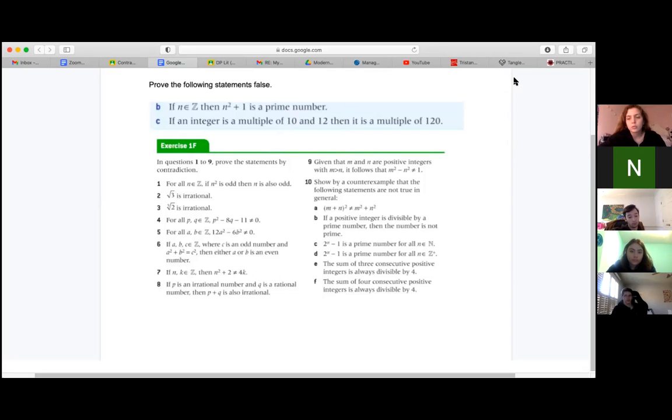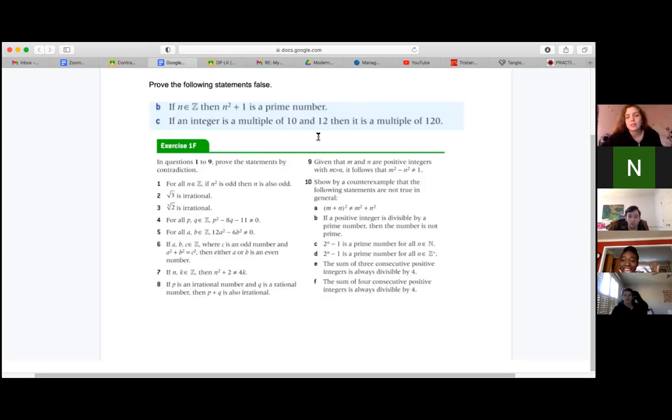Okay, cool. So for the second one, finding an integer that's a multiple of 10 and 12, and that it is or it isn't. We're trying to prove that it's false. So a way to do this is writing out all the multiples. Liz, just say the answer. Oh, it's 60. Okay, it's 60.